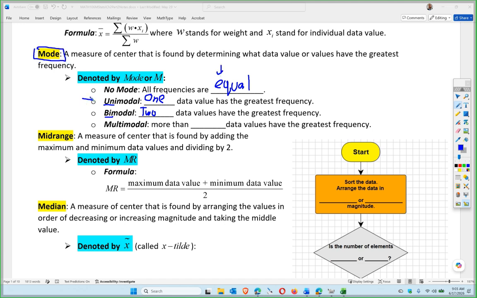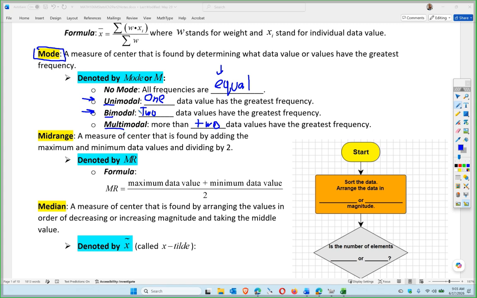There might be one answer. There might be two answers. There might actually be more than two answers, which is multi. So you can have uni, bi, tri, and so on, but after bi we'll just call it multi, because the chance of having more than two is rare in true data. Bi happens a lot, though.